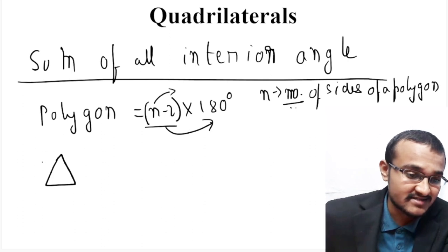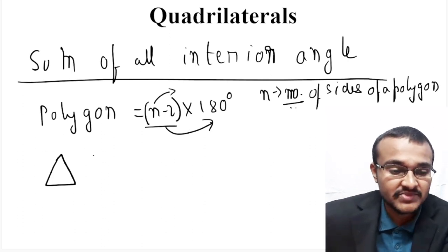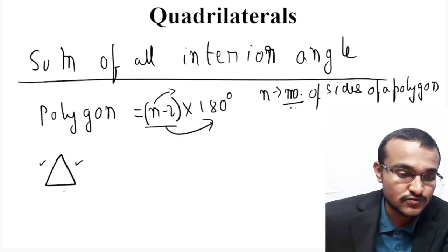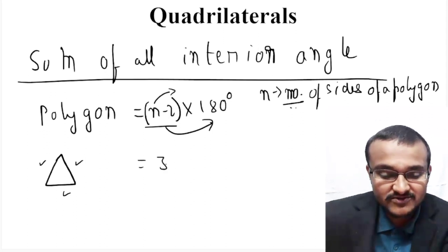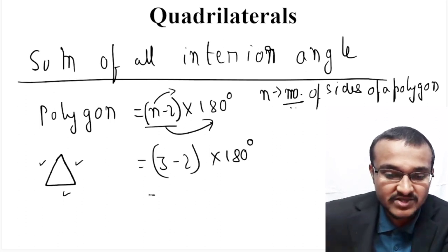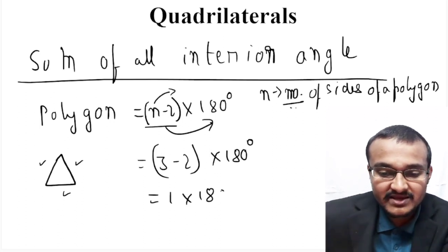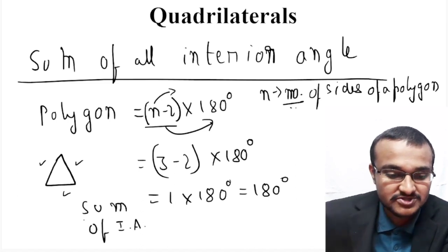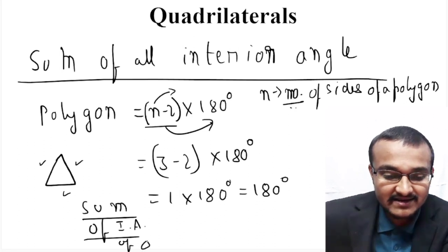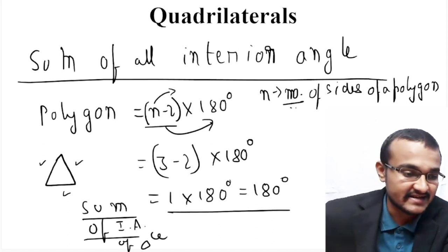Now let us take a simple polygon, a triangle. The number of sides in this triangle is 3: 1, 2, 3. So you can substitute 3 for n. It will become (3 minus 2) times 180 degrees. 3 minus 2 is 1, so 1 times 180 degrees is equal to 180 degrees. So the sum of interior angles, I'll just write IA, of a triangle is always equal to 180 degrees.